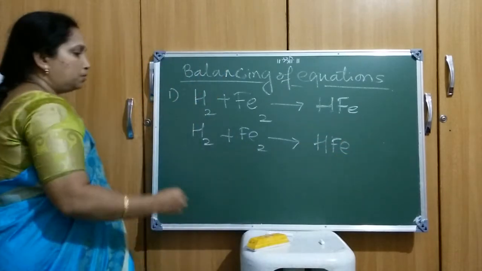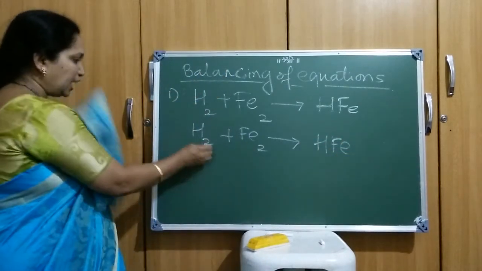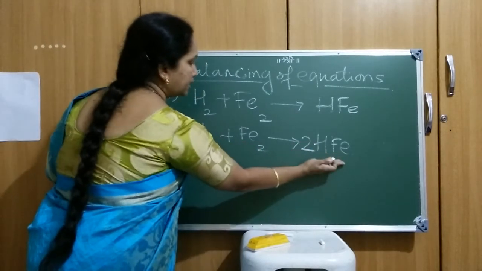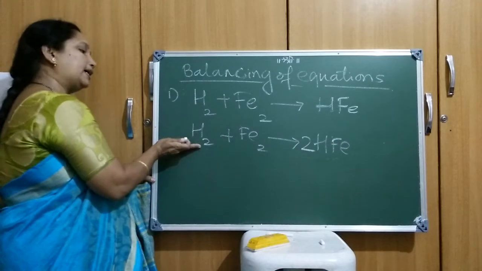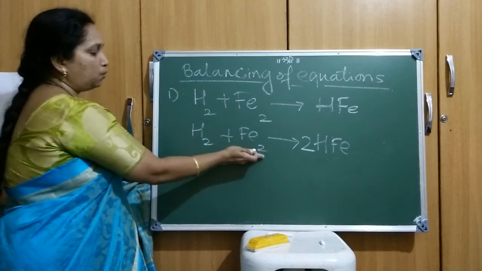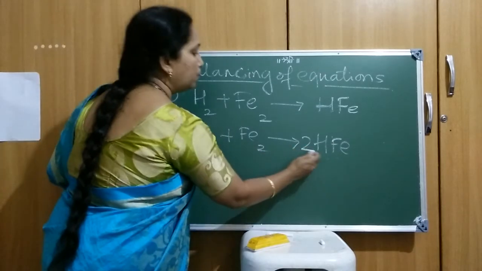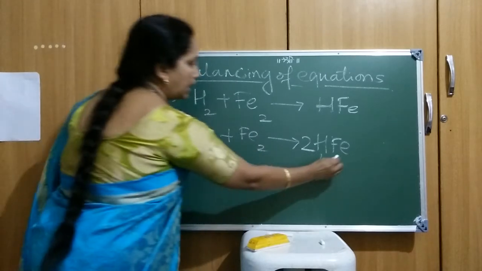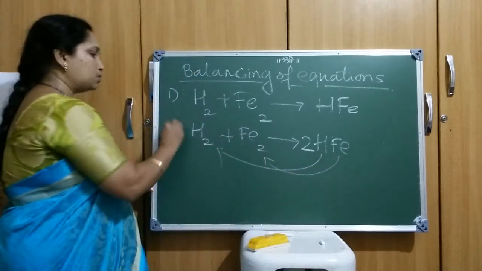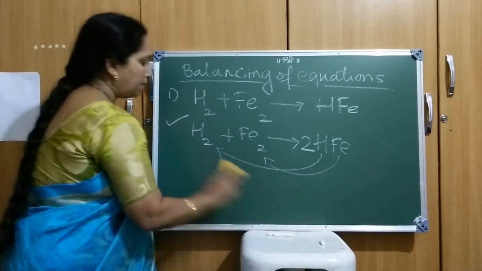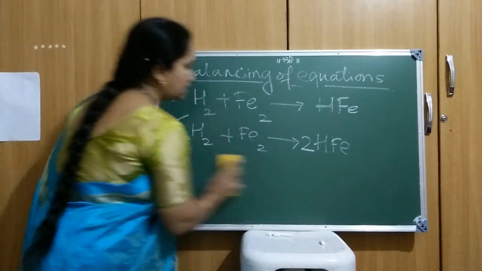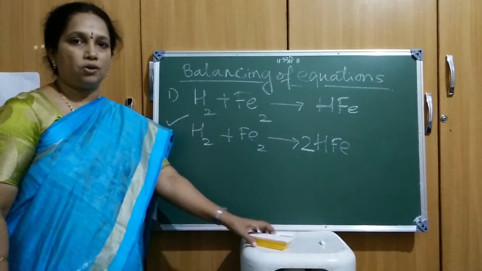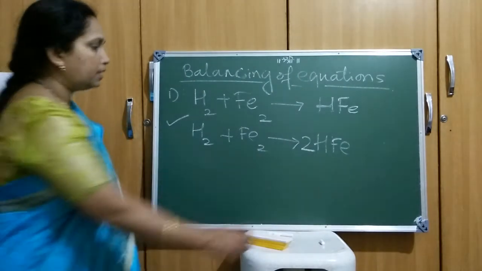Right? So as we are seeing, the hydrogen is there and iron is there. If I write down on the product side, 2 hydrogen is there and 2 iron is there. So I'll write down here 2. So if you see, hydrogen is 2 and iron is also 2. That means this reaction is a balanced reaction, the required reaction. It is a simple one. Okay. So we'll move on to the next one.